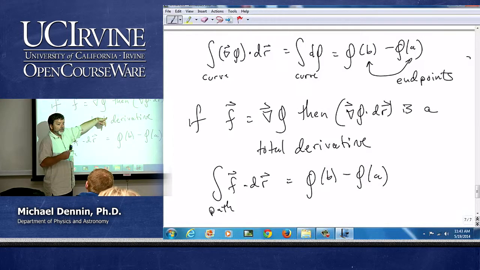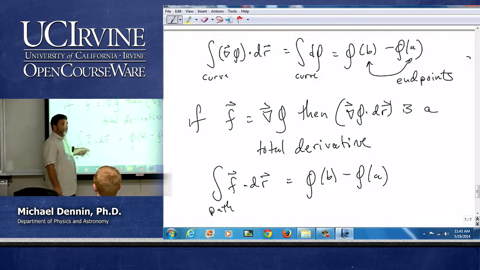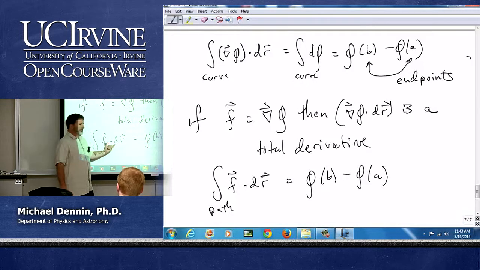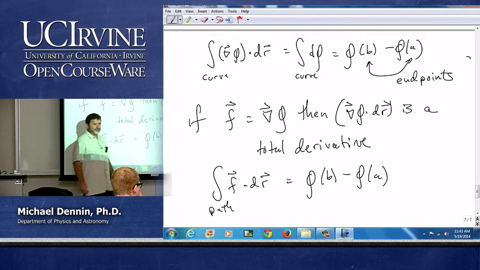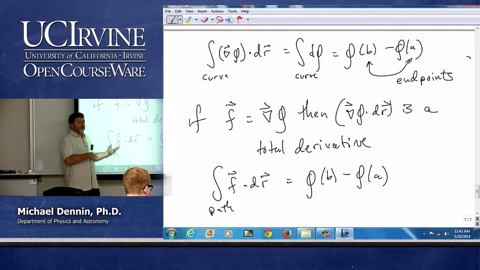If f is the gradient of phi, the curl is always 0. If the curl is not 0, then f cannot be written as the gradient of phi. And then it is not a total derivative, and the integral depends on the path. You actually have to do it along that path, because I'm no longer allowed to use this idea, because this thing is not a total derivative. It's when this is not a total derivative that I'm not in the form that I have of the integral over some region of d phi. And so I can't do this. And that's why things that are not total derivatives do not become path independent.